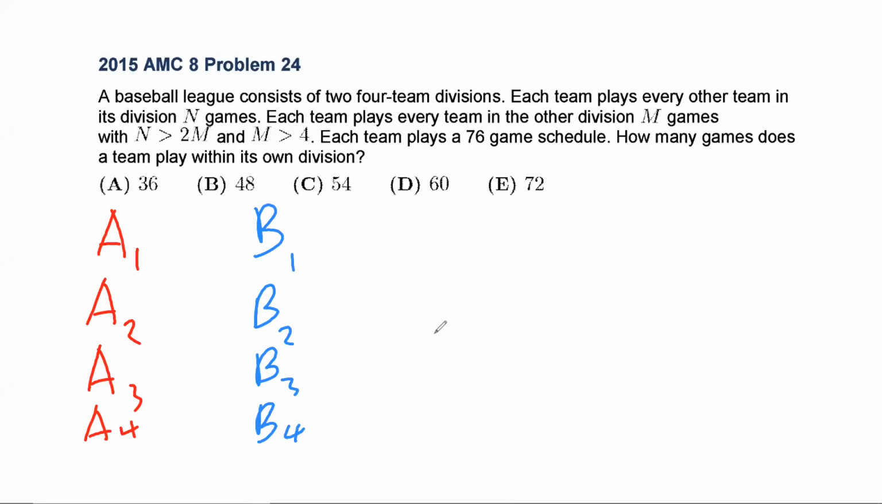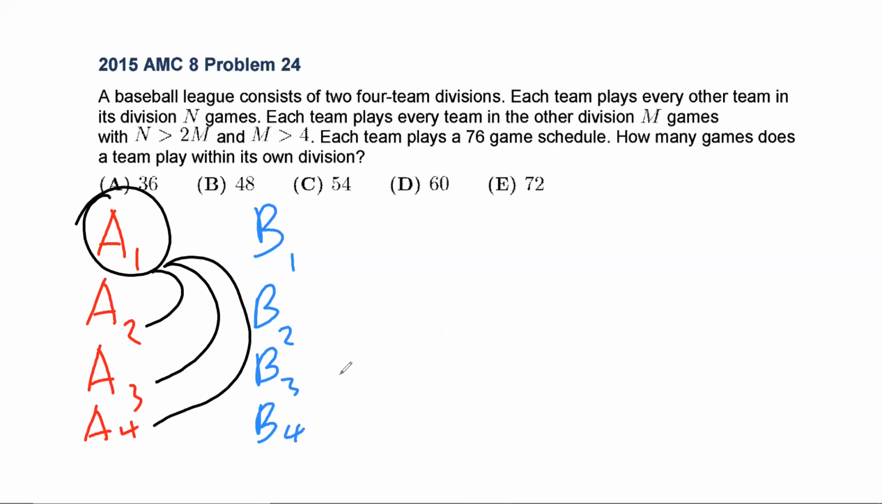Okay, so each team plays every other team in its division n games. If you look at, for example, team A1 here, they play A2, A3, and A4. And each of those times they play n games. So that is 3 times n.